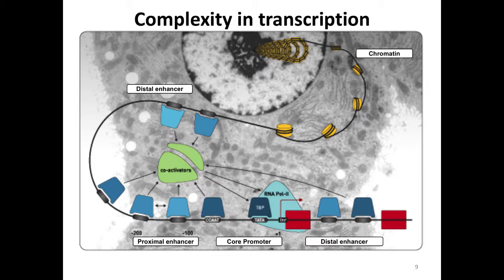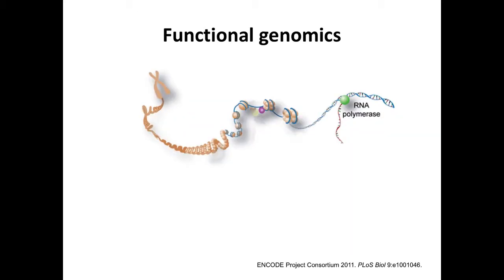And so there's a lot of different factors that can go into deciding whether transcription occurs. Right. There's some other factors as well, and these are things that people have started to measure over the last decade and a half or so under the category of functional genomics.